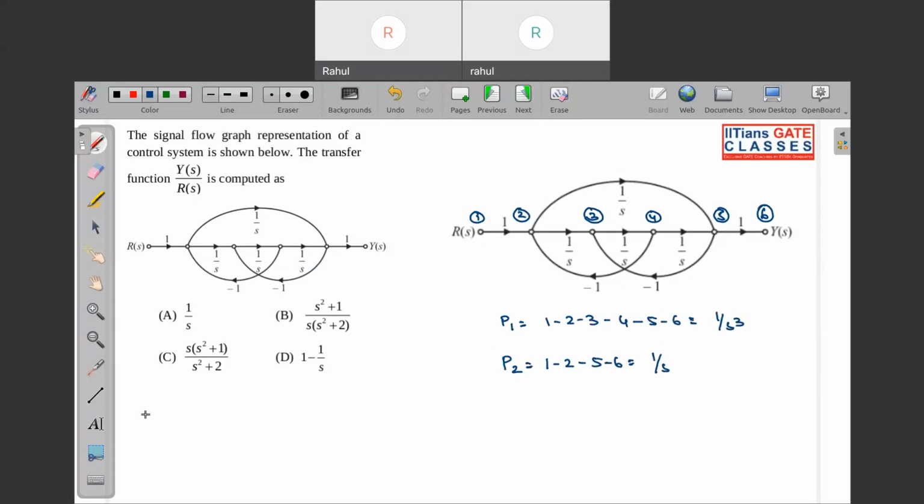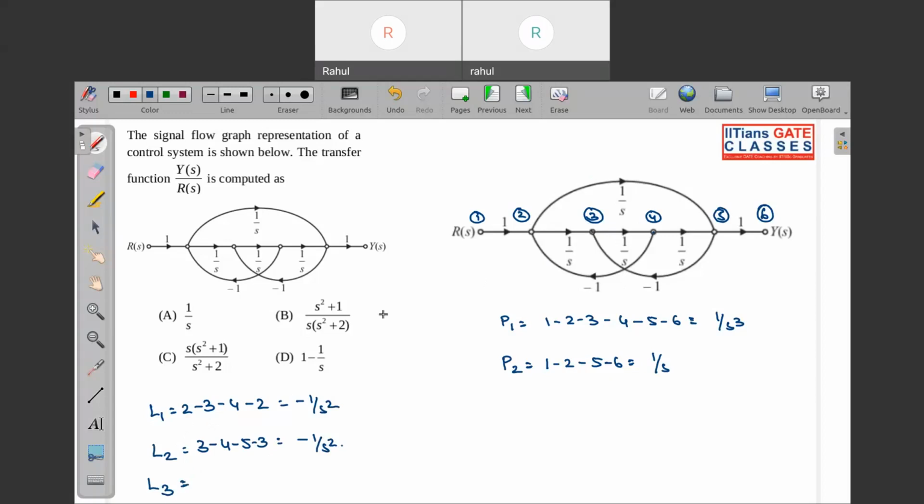Now what are the loops over here? So L1 is 2 to 3, 3 to 4, and again from 4 to 2. So that is minus 1 by S square. L2 is from 3 to 4, 4 to 5, then again to 3. And we have one more loop over here. If you see carefully, start from 3, 3 to 4, 4 to 2, 2 to 5, then again to 3.